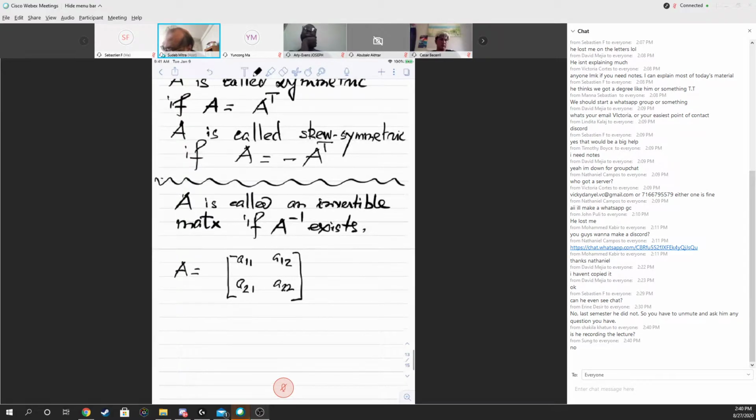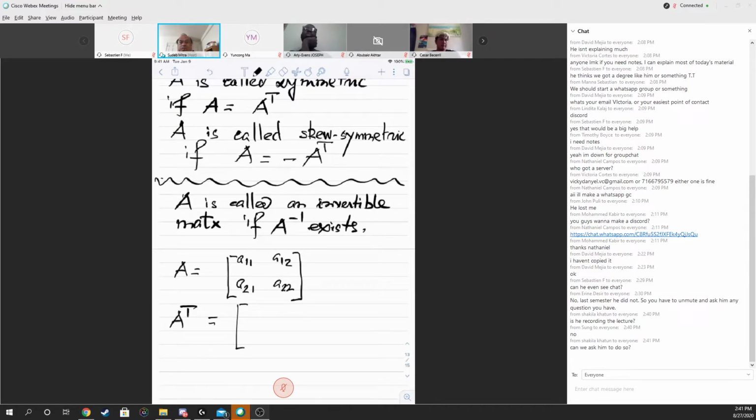What is A transpose? The rows become columns. First row becomes the first column. A11, A12. Second row becomes the second column. A21, A22. Any questions, anybody?